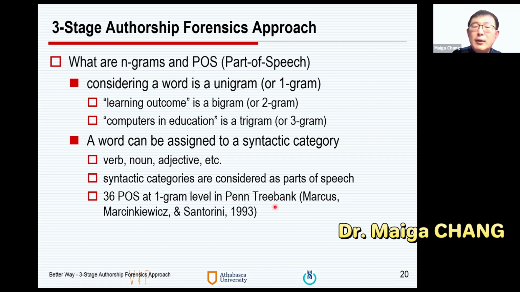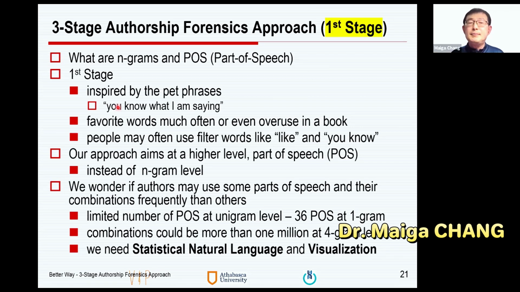Okay. Now, according to Penn, from Pennsylvania University, their Penn Treebank, they identify, at least in English, for the 1-gram level, which means one word, 36 different kinds of part of speech tags. You also need to understand that even the same word, like "learning" here and "learning" in another sentence, may have a different part of speech tag. For example, here it may be a verb, and in another place it may be an adjective. So depending on where the word occurs in your sentence, it may have a different part of speech tag.